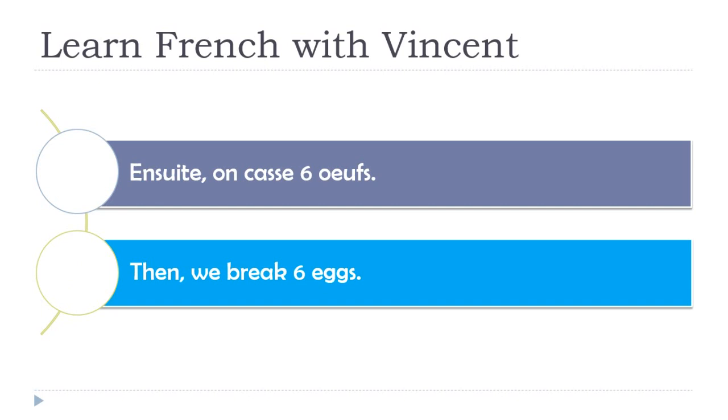Then we break 6 eggs. Ensuite, on casse 6 œufs. Same thing here. You can see that we're using the verb casser, but then we're using this on form, so third person of the singular, on casse.